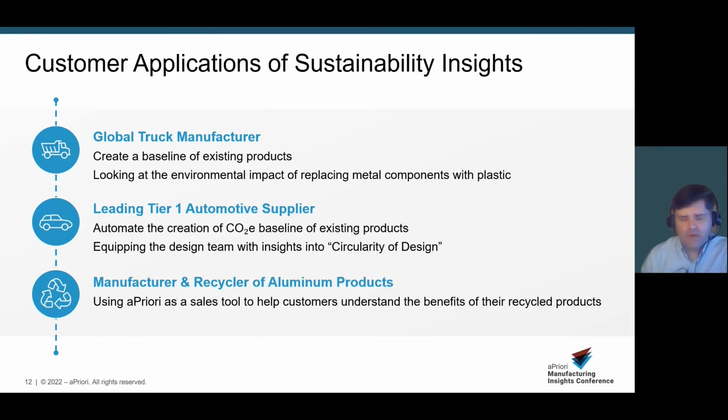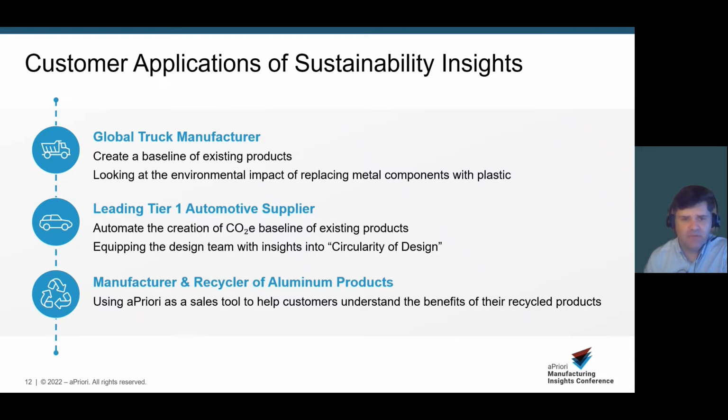So here are some of the ways our customers are using aPriori today to reduce carbon. We've got a global truck manufacturer, helping them create a baseline for existing products. I think everyone is starting here: how do we better create that baseline for our customers and automate a lot of that. And then they're looking at environmental impacts of replacing the metal components with plastic, which is a great way to reduce carbon. Then we're looking at automating the creation of CO2 baselining for existing products for another automotive supplier. But also the design teams, to give them insight into thinking about how do we design products for circularity. Simple things to start, like is this plastic I'm using recyclable or not?